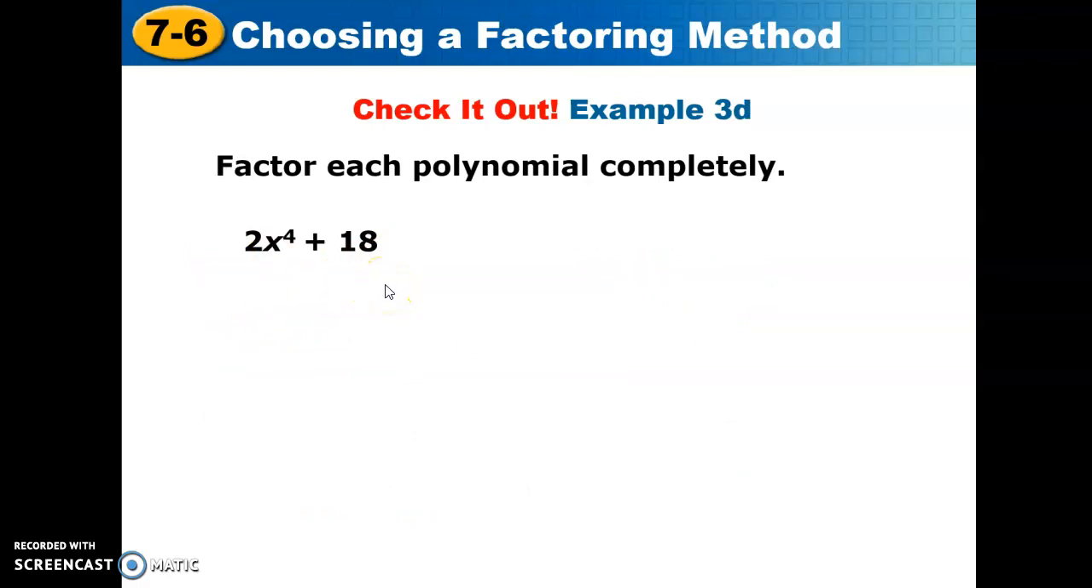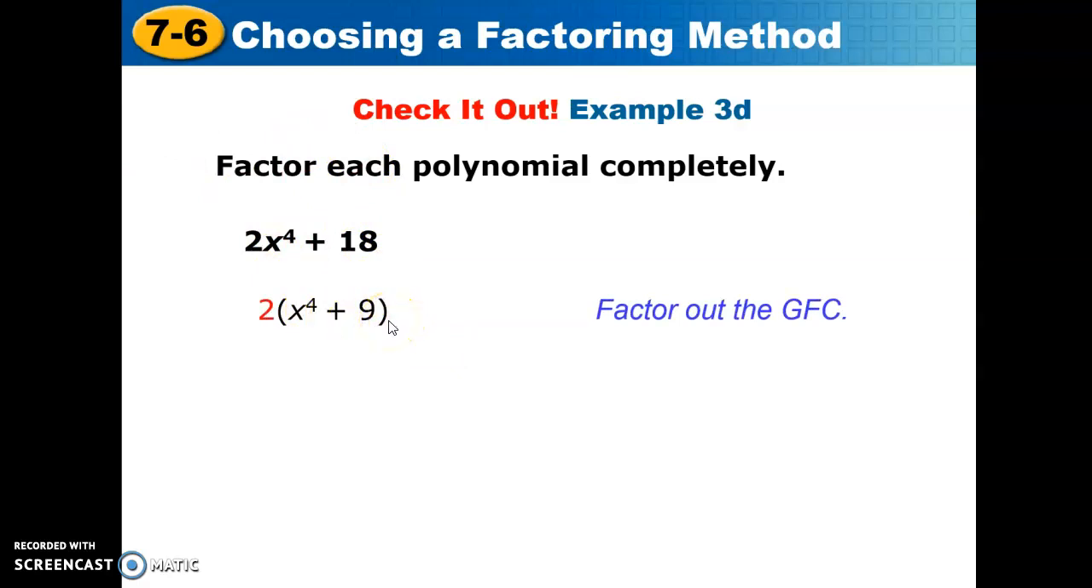Okay, now this one I want to point out to you. You have 2x to the 4th plus 18. So right away I see a GCF of 2. I'm going to take that 2 and factor that out. And I'm left with x to the 4th plus 9.